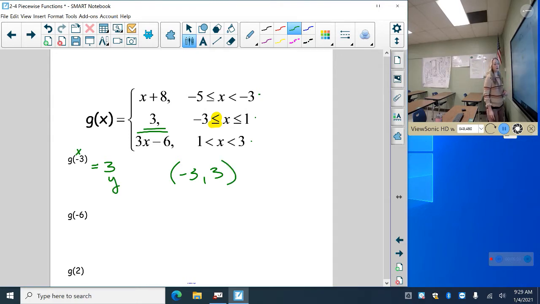So it looks just like that. Don't let that trick you. It's just that simple. Now, g of negative 6, where does that one fit?